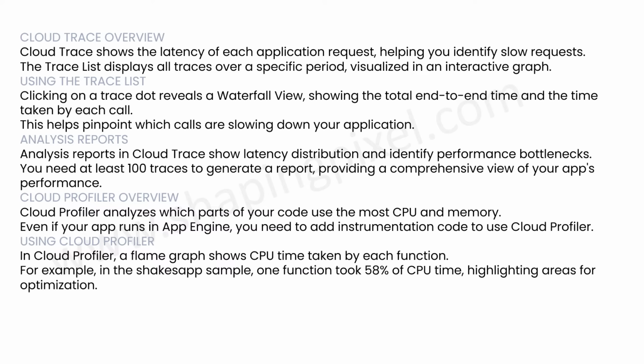Cloud Profiler analyzes which parts of your code use the most CPU and memory. Even if your app runs in App Engine, you need to add instrumentation code to use Cloud Profiler. In Cloud Profiler, a flame graph shows CPU time taken by each function. For example, in the Shakes app sample, one function took 58% of CPU time, highlighting areas for optimization.